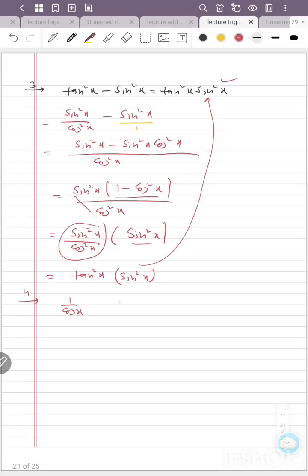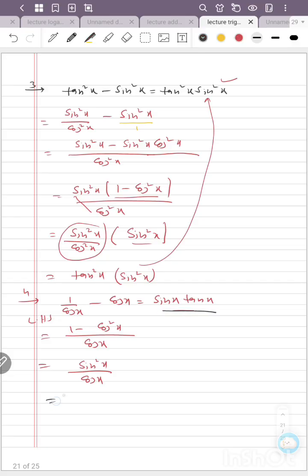Our question number 4: 1 over cos x minus cos x equals sin x tan x. So our answer is cos x, cos square x. Just take its LCM. Okay, take the left hand side. So 1 minus cos square x will be sin square x over cos x, but on the right side we need it this way.